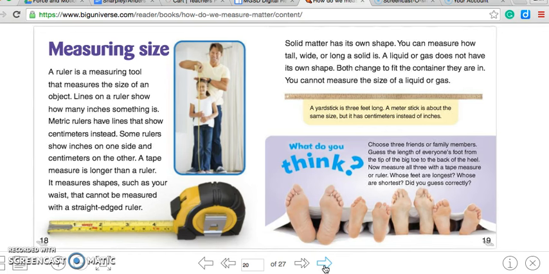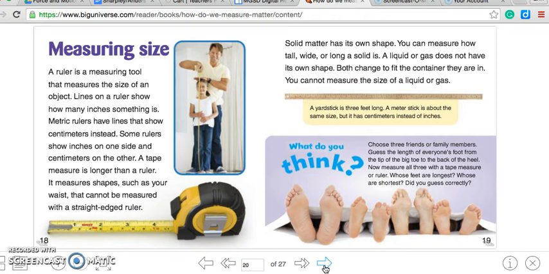Measuring size. A ruler is a measuring tool that measures the size of an object. Lines on a ruler show how many inches something is. Metric rulers have lines that show centimeters instead. Some rulers show inches on one side and centimeters on the other.